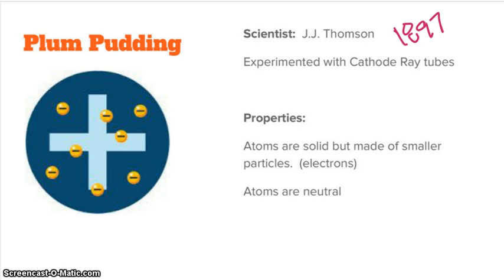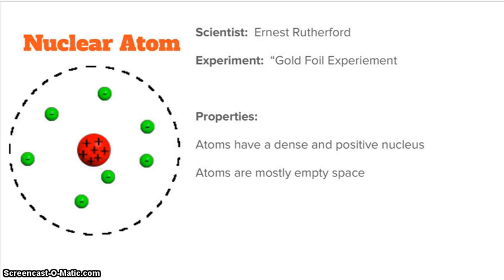The next guy to come along is the first guy to actually find the nucleus. So his model is called the nuclear atom. Sometimes it looks a little bit different than the way it's shown here. You'll think of Jimmy Neutron, that model of the atom, or the Big Bang Theory when it starts. That is a nuclear atom, and that was discovered by, or created by, Ernest Rutherford.